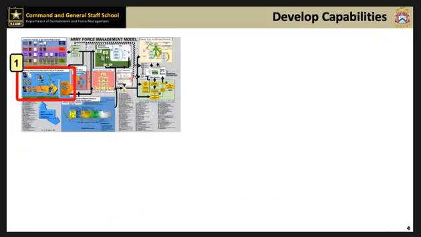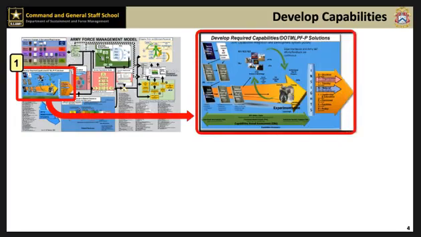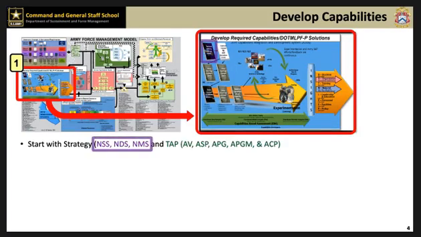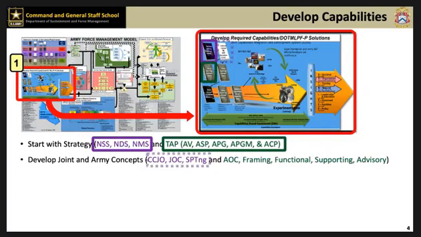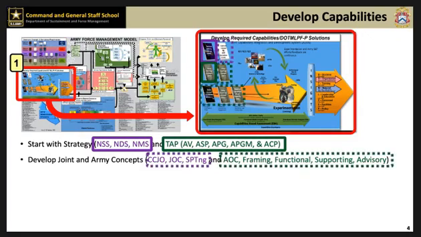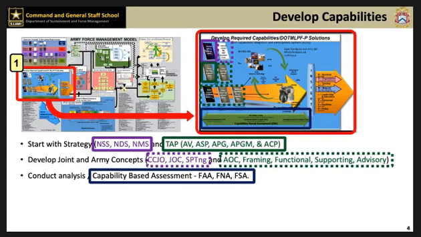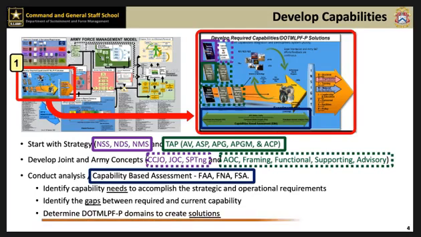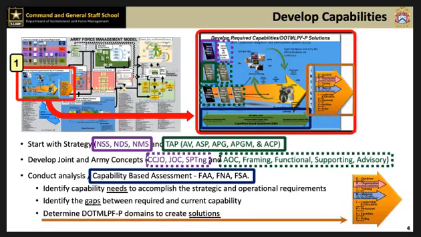Let's start at the beginning. Here's a closer look at JSIDs and the Army's capability-based assessment process. Our journey starts with national strategy, from which the Army Plan, or TAP, is derived. Strategy informs the Joint Concept Framework and the Army Concept Framework. CBA is the process by which we identify needs, prioritize gaps, and determine solutions.